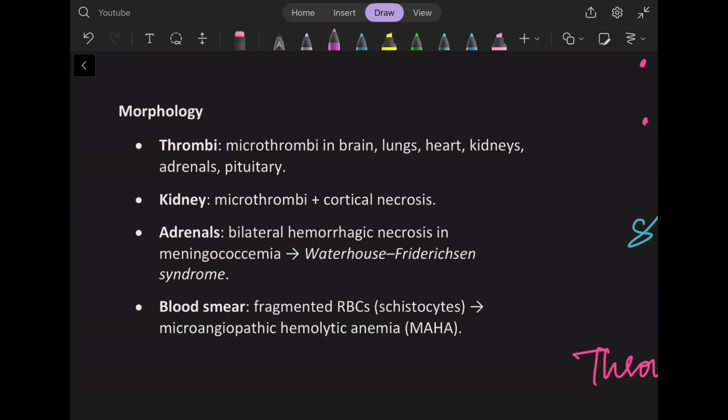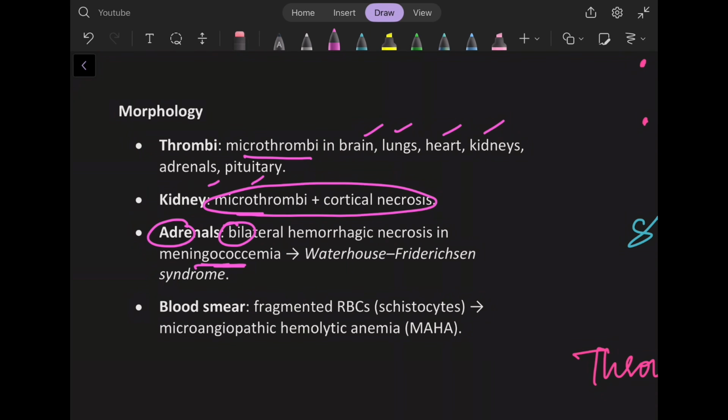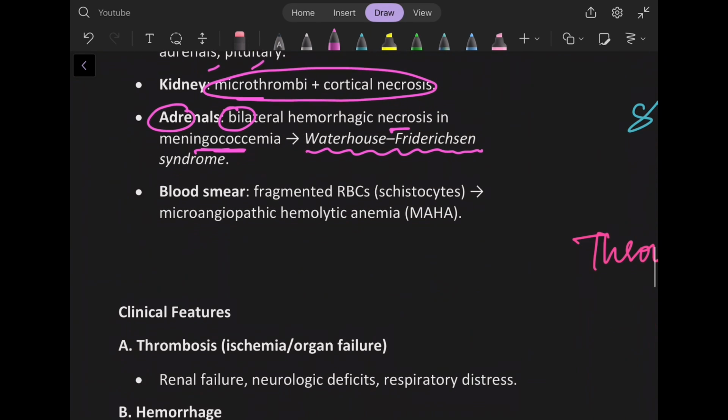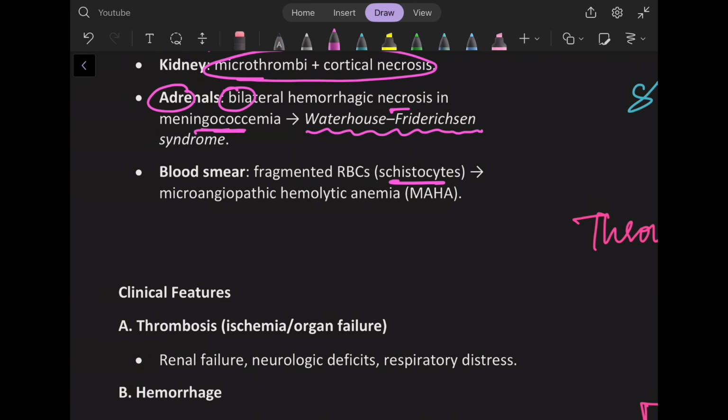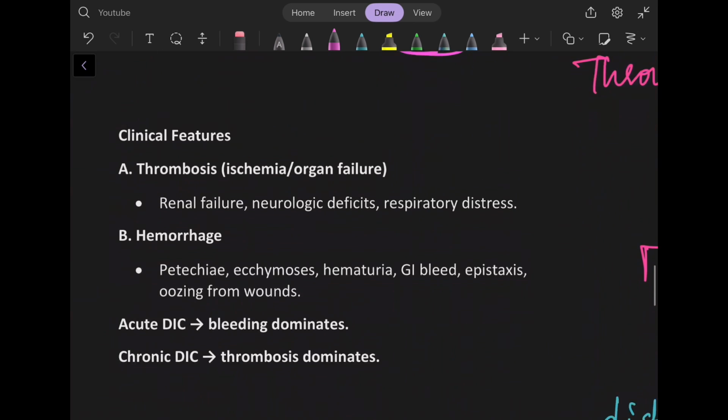Now, morphology: we'll see microthrombi in the brain, lungs, heart, kidneys, adrenals and pituitary. In the kidney, we can see microthrombi with cortical necrosis. In meningococcal sepsis, the adrenals undergo bilateral hemorrhagic necrosis, which is classically called Waterhouse-Friderichsen syndrome. And on blood smear, fragmented red cells or schistocytes indicate microangiopathic hemolytic anemia.